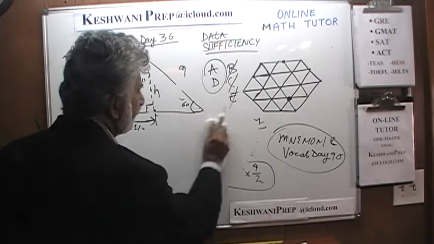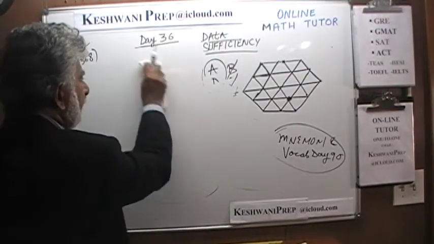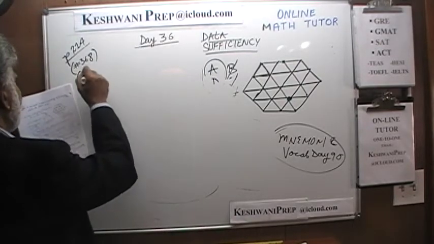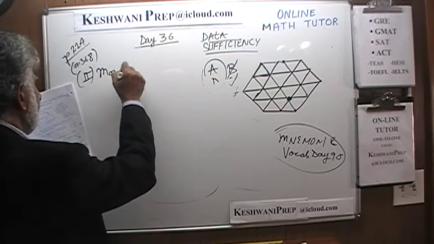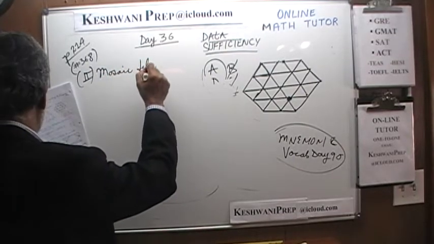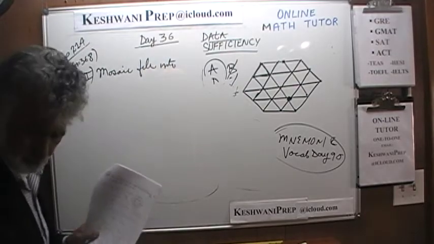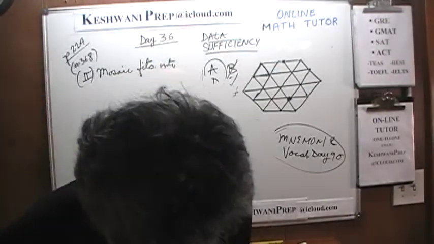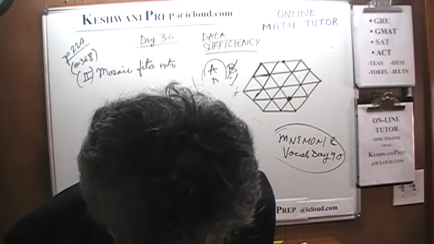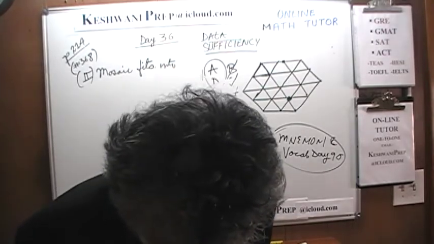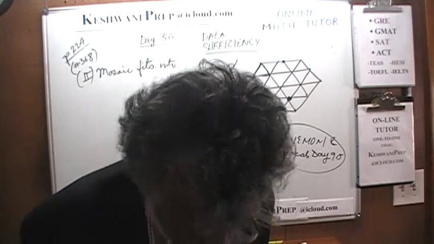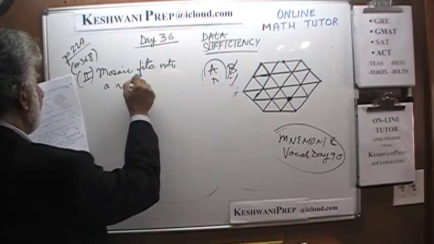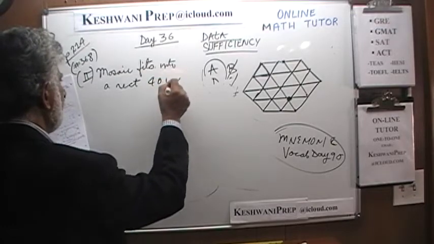Let's look at the second statement. The second statement is just nonsensical, because what they tell us is this. In the second statement, they tell us that the mosaic fits into... does it say mosaic or does it say a tile? Give me a second, I'll look it up. Each mosaic can be put into a rectangular frame. Oh, the mosaic fits into a rectangle 40 centimeters wide.